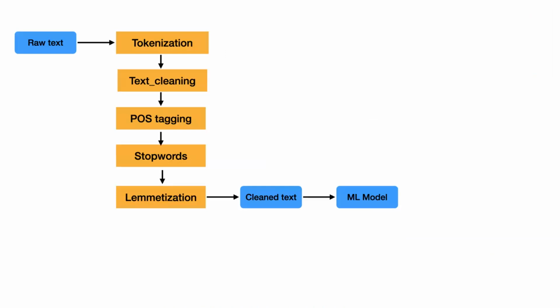As explained over there, this is one of the simplest forms of a structure diagram, where raw text can be converted into tokenization. Tokenization can further be done into text cleaning. Text cleaning can be done into POS tagging and stop words, lemmatization, and clean text.